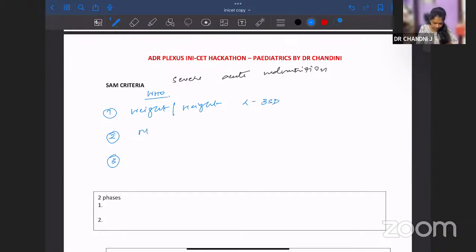Second point, mid upper arm circumference less than 11.5 centimeter. Third point, presence of bipedal edema. Anyone is enough to say SAM. Okay. So, the only exception is in children less than 6 months, you do not use this mid-arm circumference criteria. Other than that, for all children from 6 months to 5 years, this criteria is applicable. For less than 6 months alone, mid-arm circumference is not included in the criteria. So, this is the criteria for SAM.